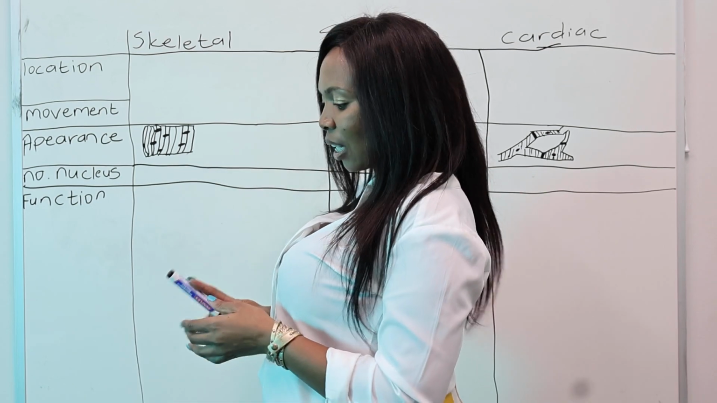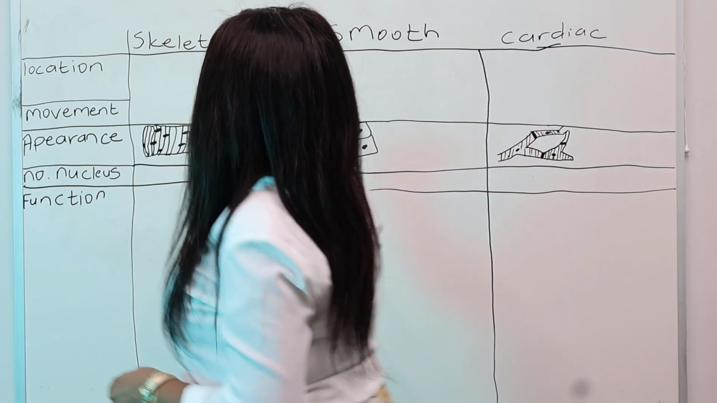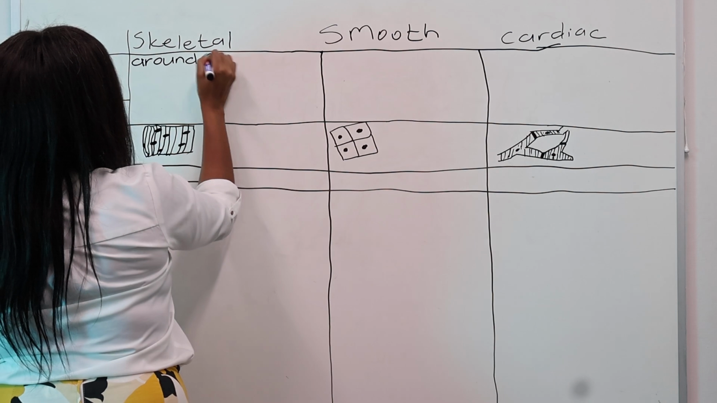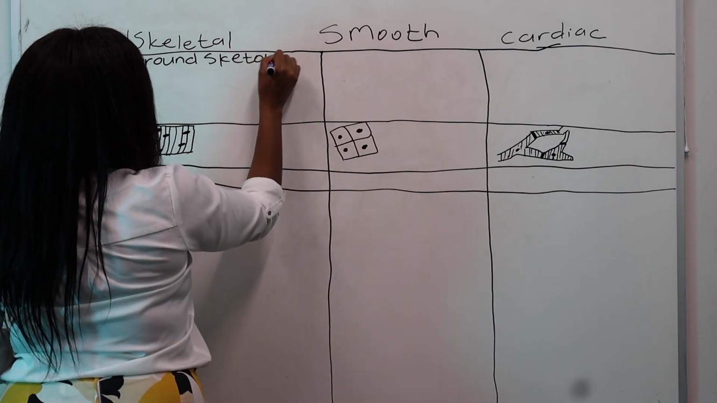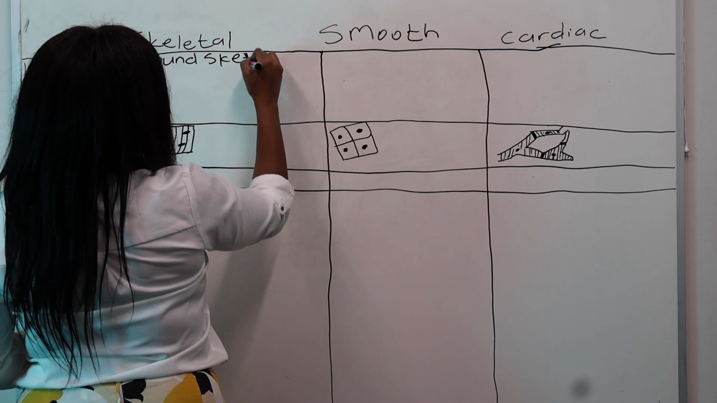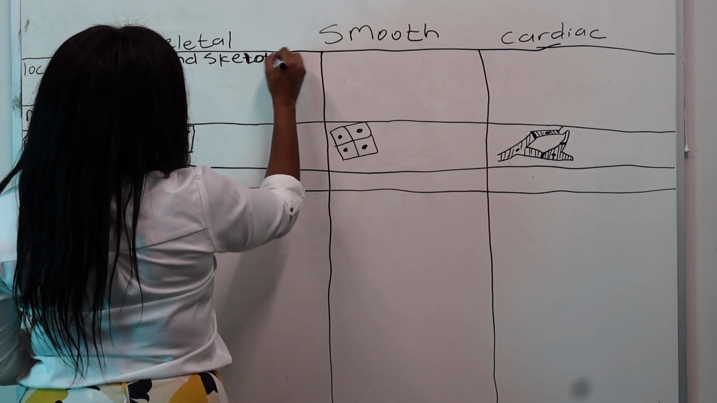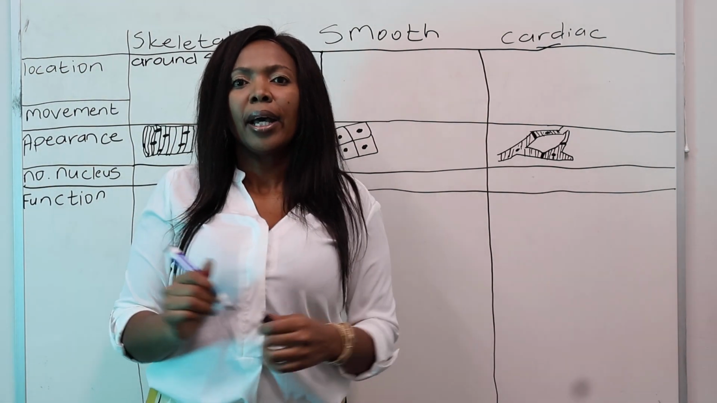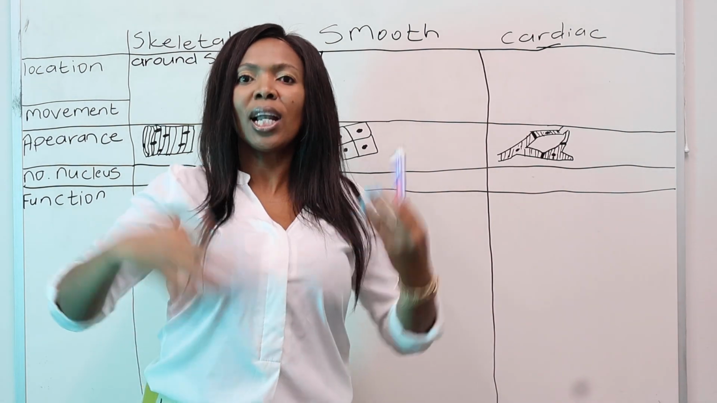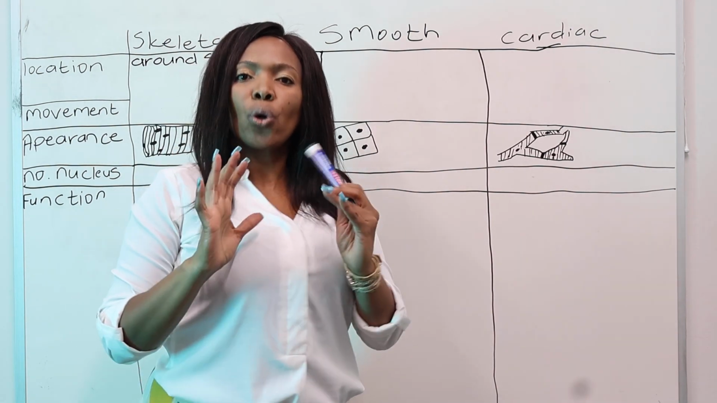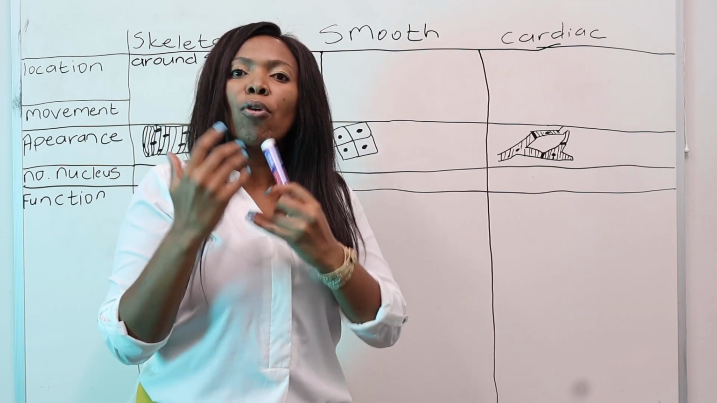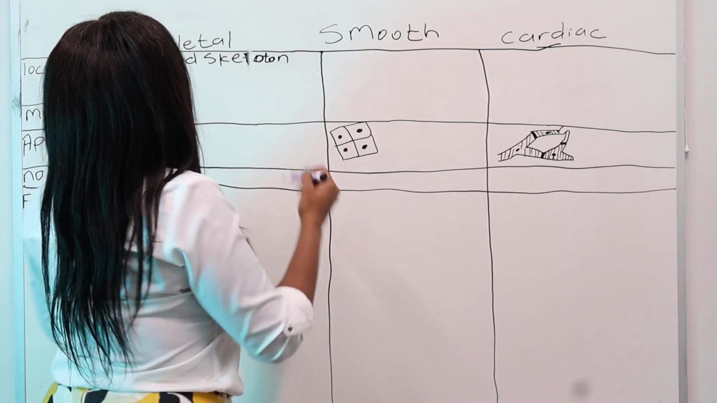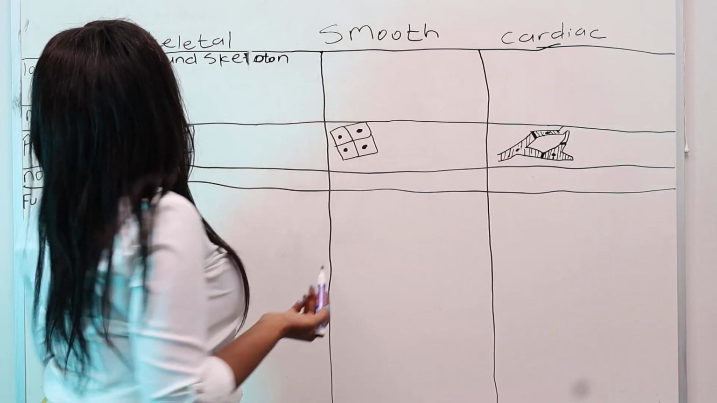Let's start with the skeletal. Skeletal is found around the skeleton. Remember, we have 2 categories of skeleton, the appendicular and the axial part. So the muscle that surrounds both the axial and the appendicular is called the skeletal. So that is where it's found, around the skeleton.